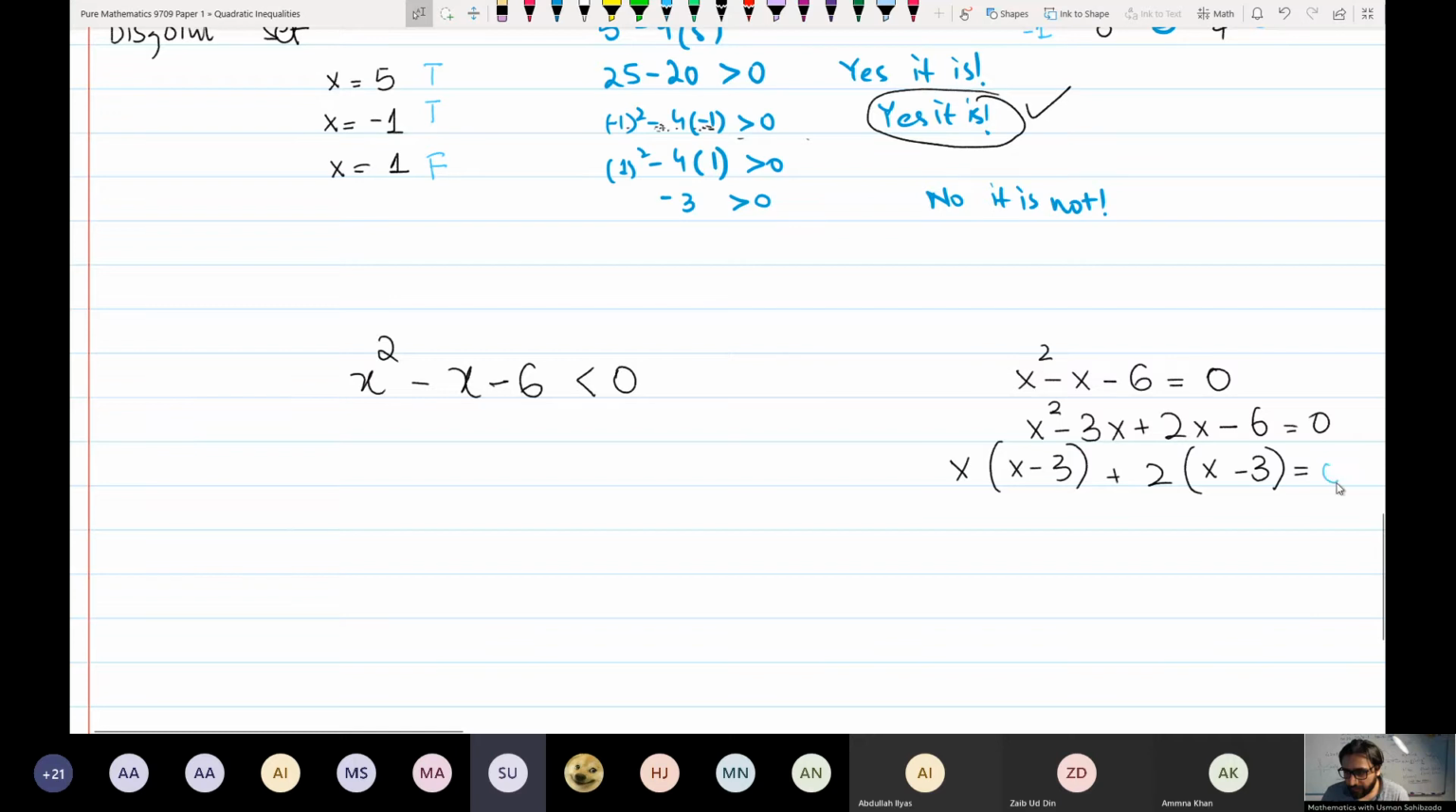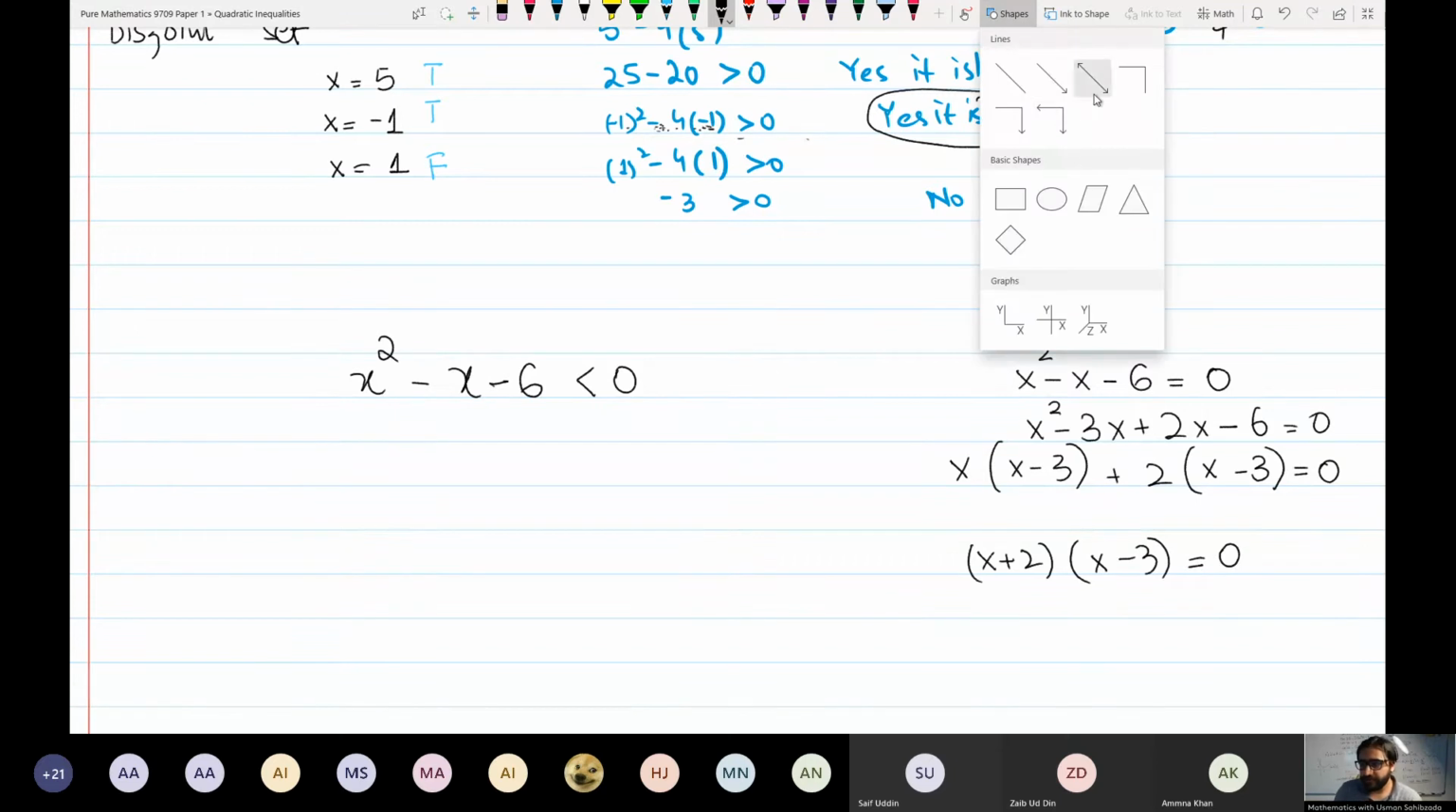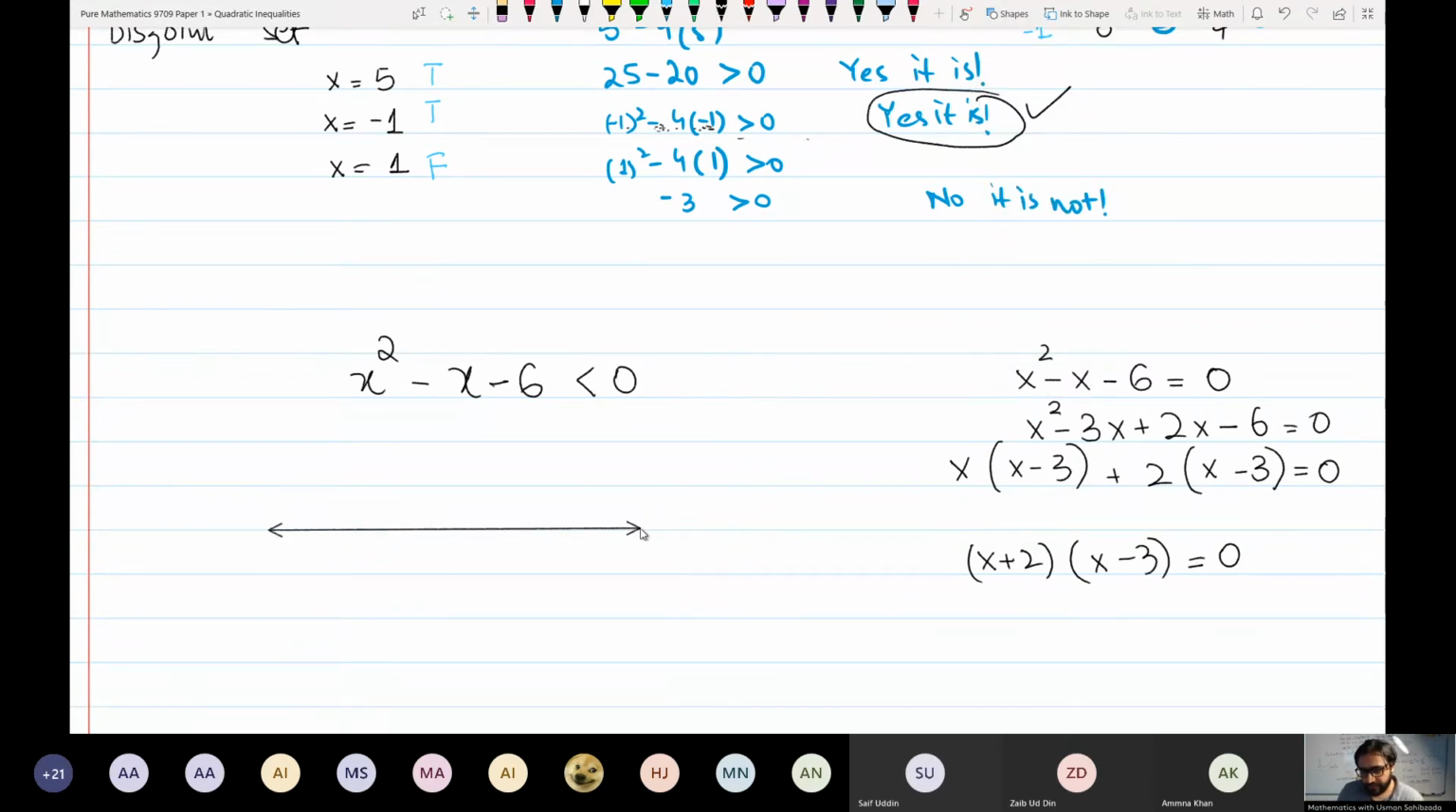So carrying on. I don't understand. Sir, I don't understand this true false thing. Okay, I'll revisit it after having done this.